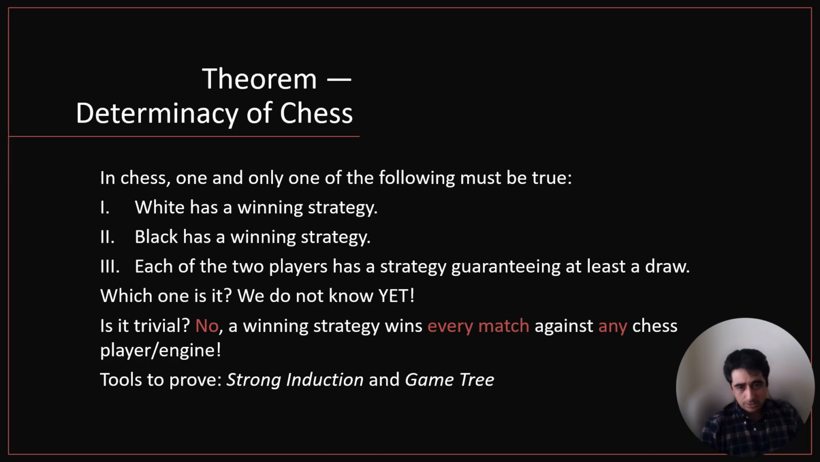In chess, that's the theorem. The theorem is about chess. The determinacy of chess basically says the following. In the game of chess, one and only one of the following must be true. We have three outcomes. One, white has a winning strategy. Two, black has a winning strategy. And three, each of the two players has a strategy guaranteeing at least a draw.